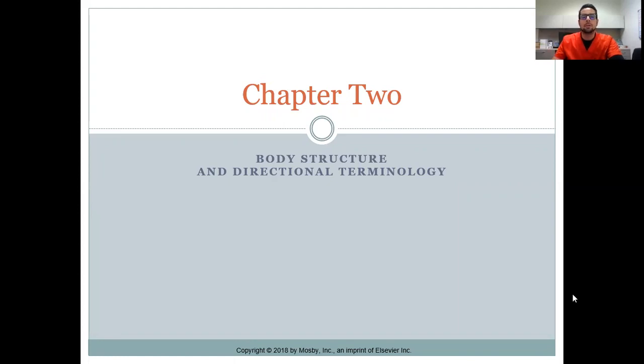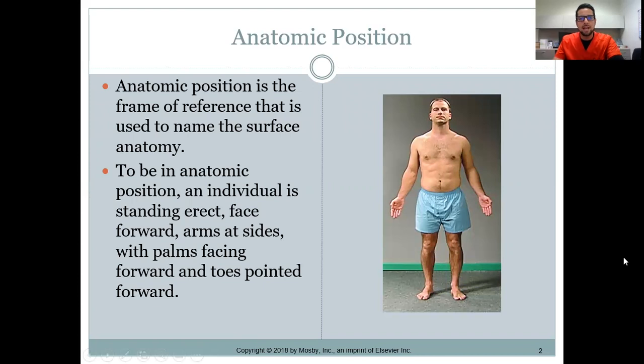All right. So, getting into the anatomic position. The anatomic position is a frame of reference that is used to name the surface anatomy. Now, this is your general standing anatomic position. This gentleman here is standing upright, facing forward with his palms forward, like so. Whenever we refer to things anatomically speaking, this is your standard anatomical position.